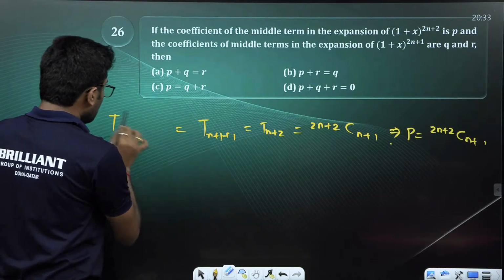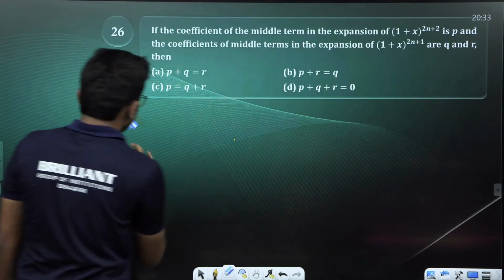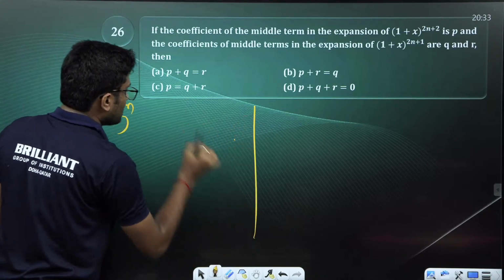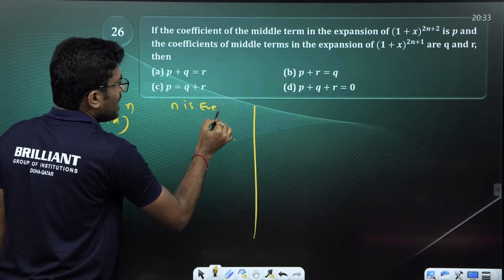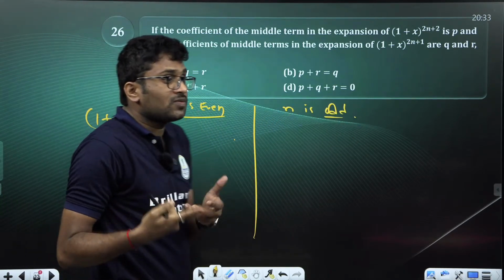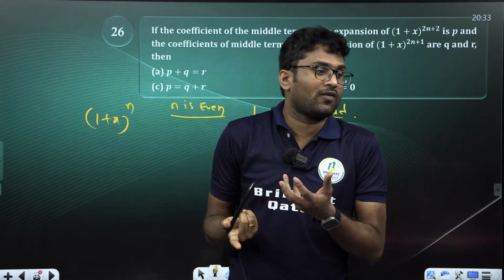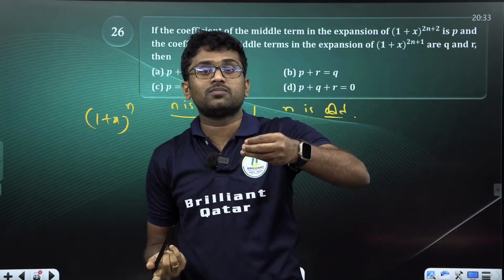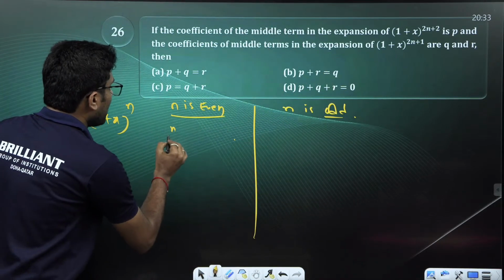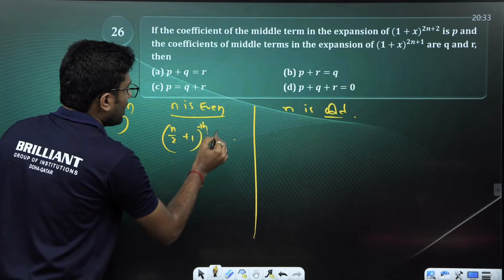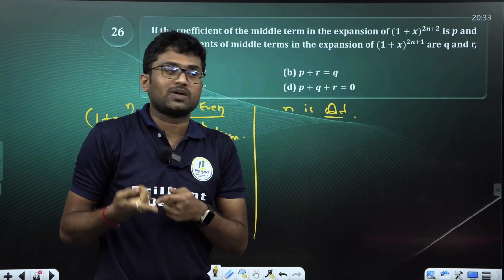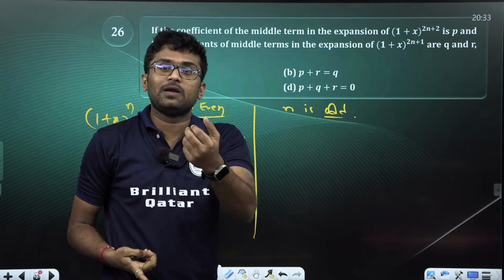See guys, coming to middle term, in the expansion of 1 plus x whole raised to n, there are two cases. Either n can be even or n can be odd. If n is even, the number of terms will be odd, and if there are an odd number of terms, we will get exactly one middle term. What is that middle term? The n by 2 plus 1th term is our middle term. If n is odd, the number of terms will be n plus 1, that is even. When there are an even number of terms, we will have two middle terms.